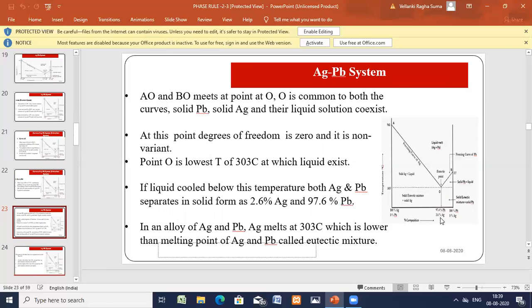That percentage is 2.6% Ag and 97.6% lead. In the alloy of Ag and lead, how is silver useful? In the alloy of silver and lead, Ag melts at 300 degrees, which is lower than the melting point of the silver and the lead. That is called the eutectic mixture.